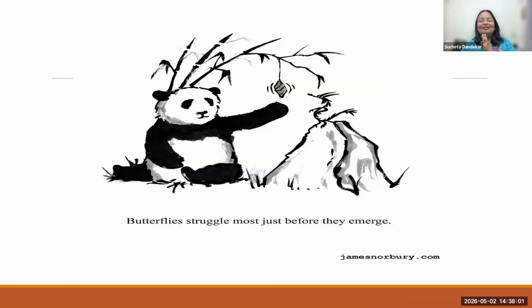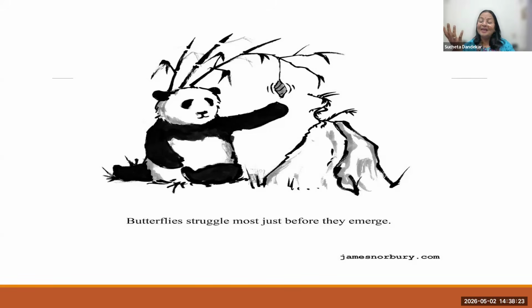I just love the Big Panda and the Tiny Dragon cartoons. And I've got James Norbury's books. And these are two cartoons from there, which says, butterflies struggle most just before they emerge. And what a beautiful butterfly we see.